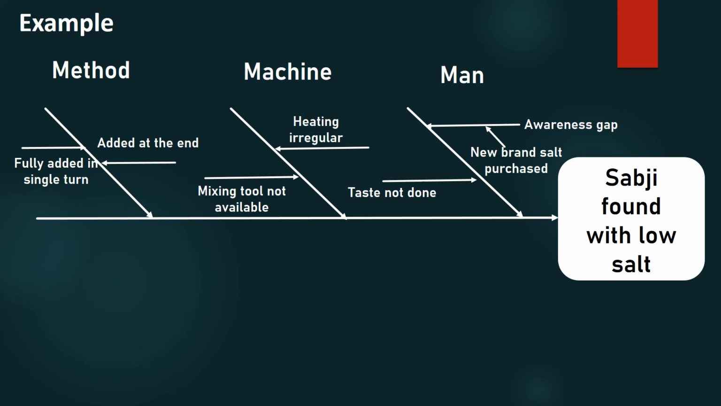Third one is method. Salt is added at the end. It should be added at the proper time, but it was added at the end. The next point is that it was fully added in a single turn. It was not added step by step after tasting and evaluating. It was added in a single turn. So these are all possible causes coming under method.